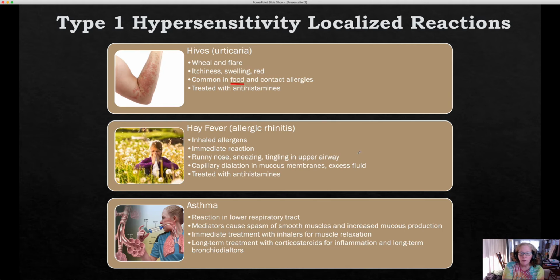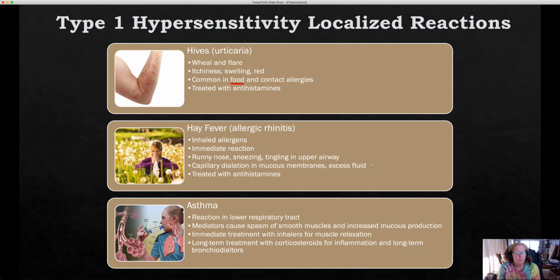Hay fever is probably the most common allergy among the human race. This is a response to some type of inhaled allergen. Again, the reaction is within a couple of minutes. Of course, your typical allergies are runny nose, sneezing, tingling in the upper airway, excess mucus production. The stronger the reaction, the more of this you're going to see.